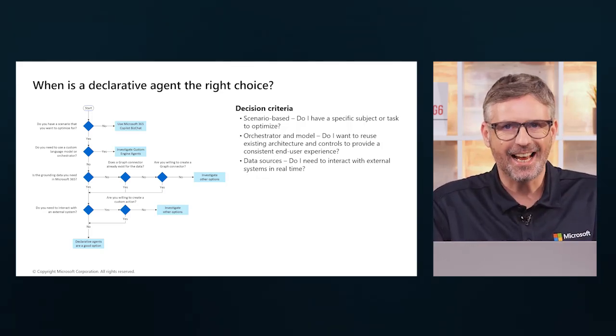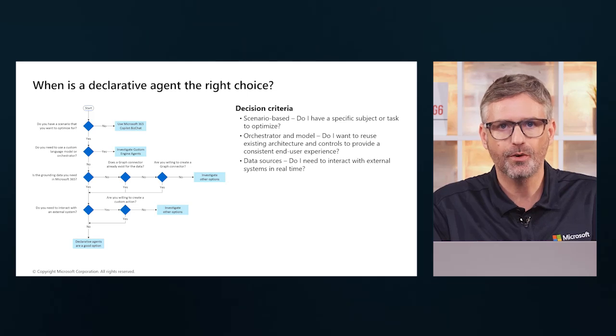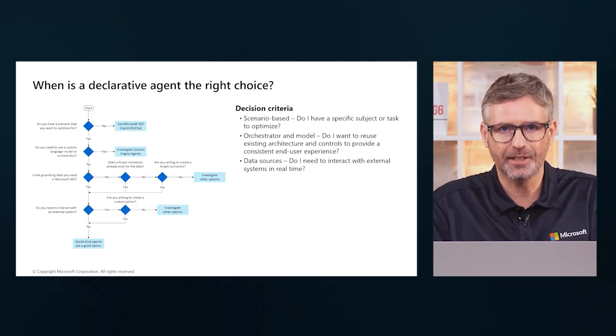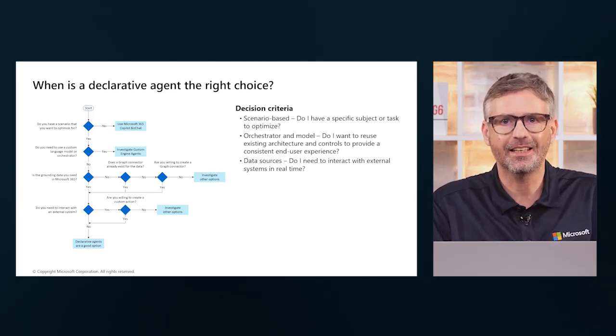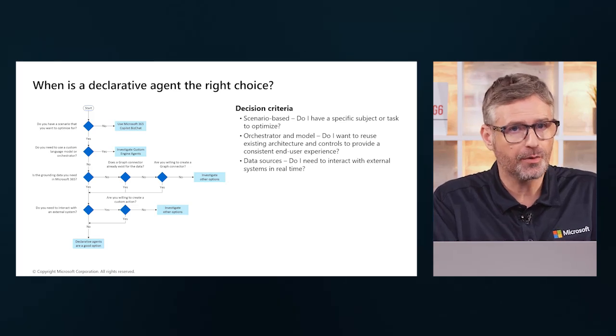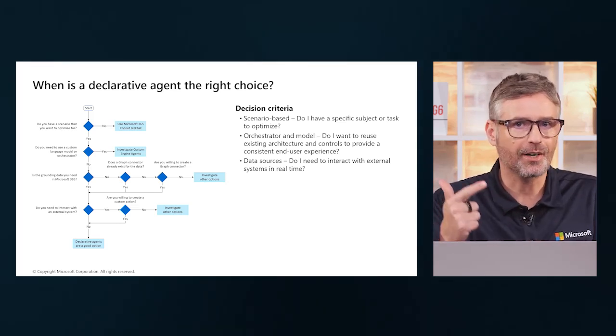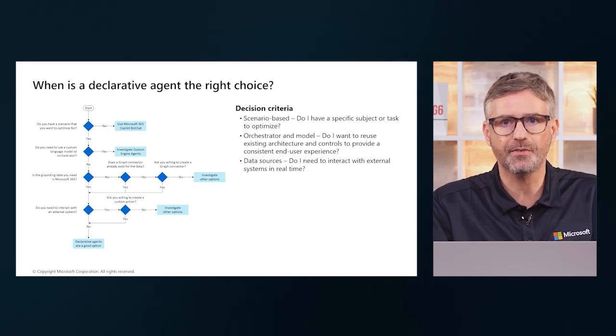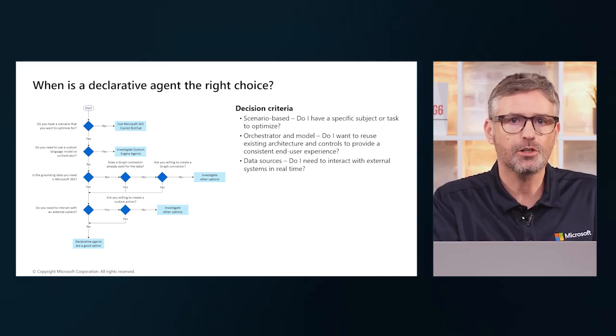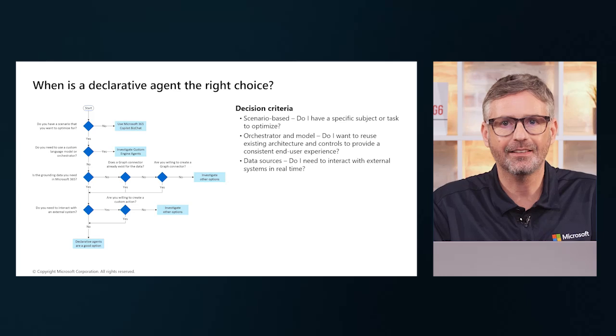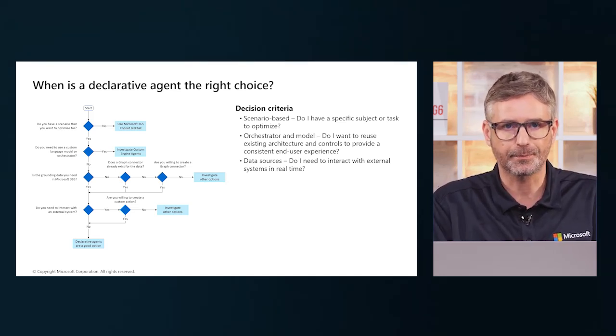So in this case, a declarative agent is a good choice for our fictional IT support team, because a declarative agent is a good choice if we know, remember, the scenario that we are optimizing for, the orchestrator and model provided by Microsoft 365 Copilot is suitable for the task at hand, and the grounding data is already in Microsoft 365.